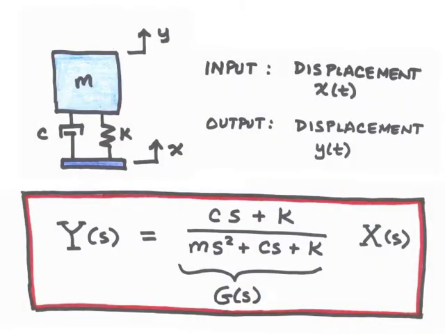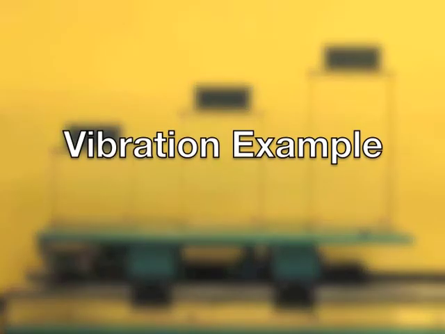In our last presentation, we derived the transfer function from input X(s), base motion, to the motion of the mass, Y(s). We also examined two practical applications which had this transfer function. Let's now look at a base vibration example that illustrates the transfer function and frequency response that we've been examining.